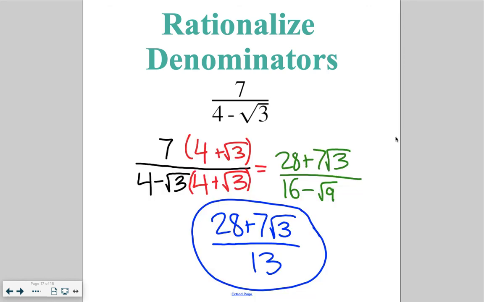So our conjugate now becomes the positive value. We end up with 28 plus 7 square roots of 3 over 13.